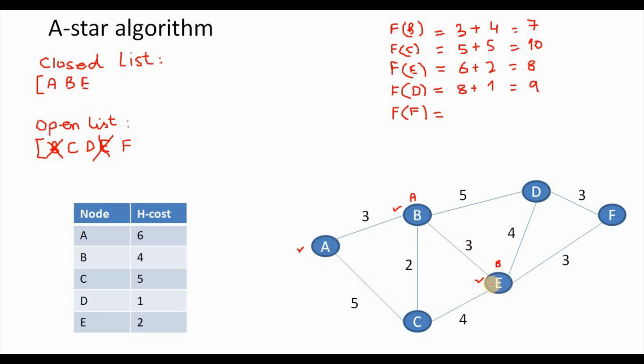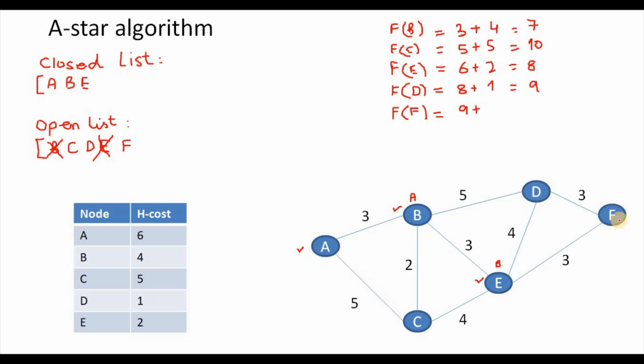Okay, so now when E is our current node, and we are exploring other nodes, and we want to find the G cost of the node F, which is the distance from the starting node, then we have to calculate the distance between node E and F, and then the distance between node E and its parent node, and then the distance between node B and its parent node. This will be the total distance here. So which is like 3 plus 3 plus 3 is 9. This will be the G cost.